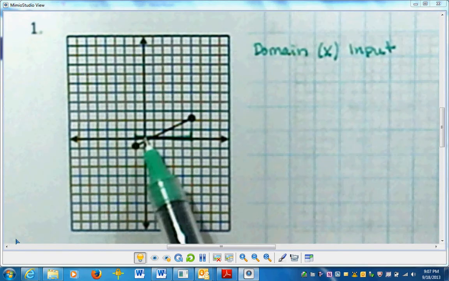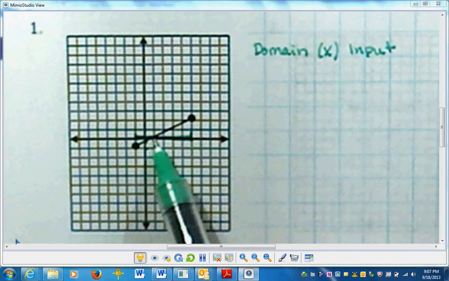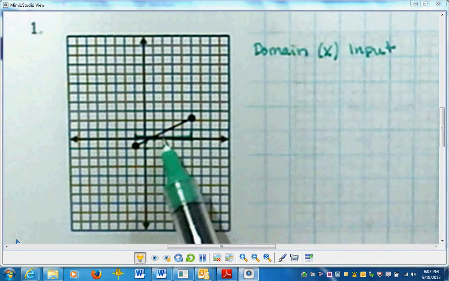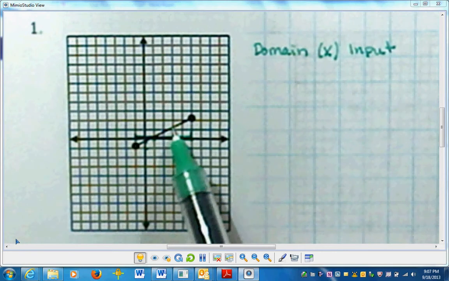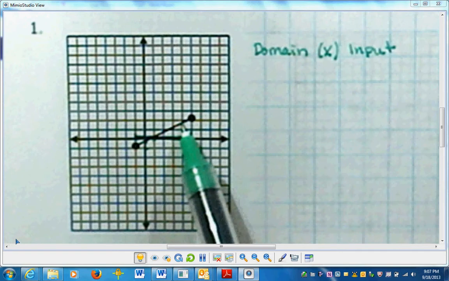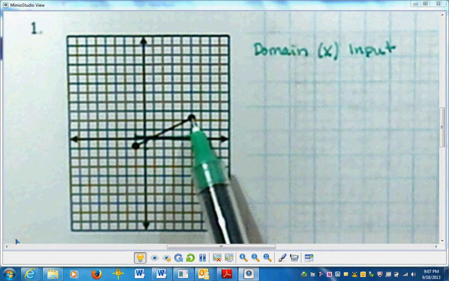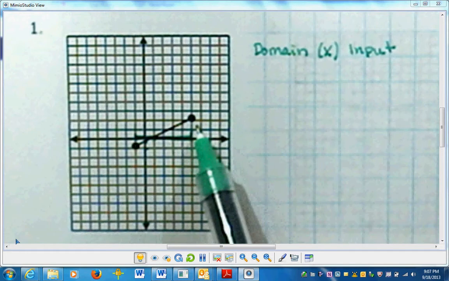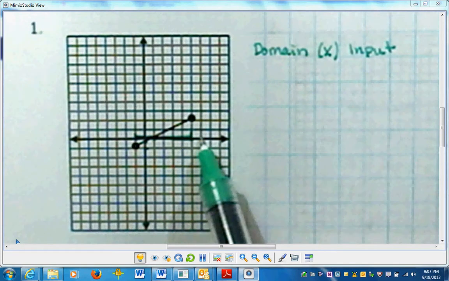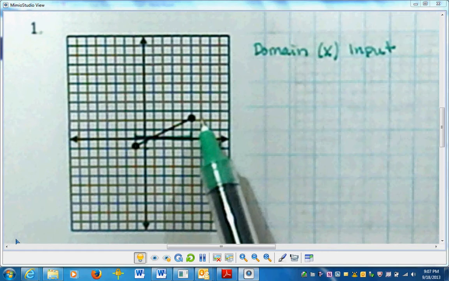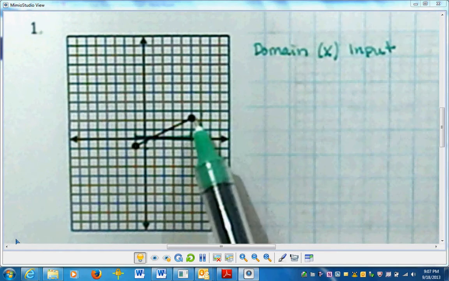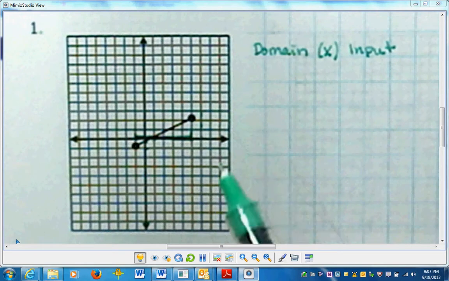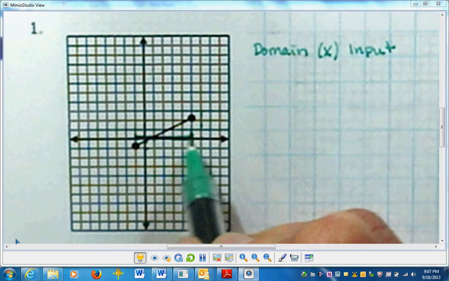If I put in 0, I get some sort of output here. If I put in x is 1, I still have a part of a line. X is 2 is on that part of the line. X is 3 is right there. X is 4 is right there. X is 5 is right there. However, if I go out beyond 5, anywhere out here, so let's say x is 6, and I go right out here, I don't have any function there. So that's the end of my domain, is right there.